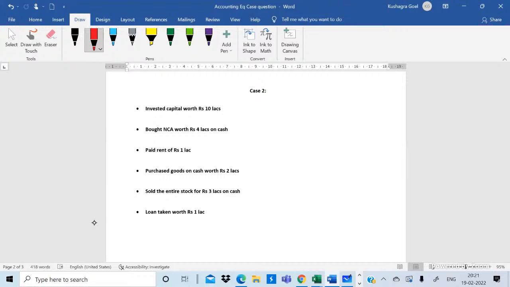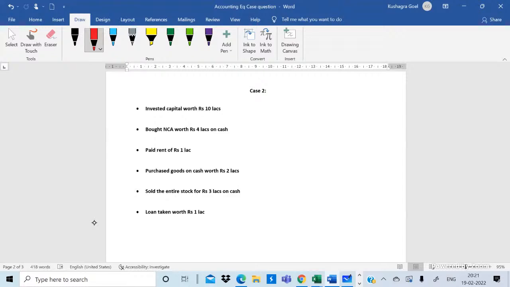The next one, you pay rent of 1 lakh rupees. So when you pay rent, cash will go down. That's an asset, so I'll write it on the asset side. Cash goes down, so I'll write it as a negative figure. But I'm also paying rent, and rent is an expense. So my expense is going up by 1 lakh. So again, my accounting equation will tally.